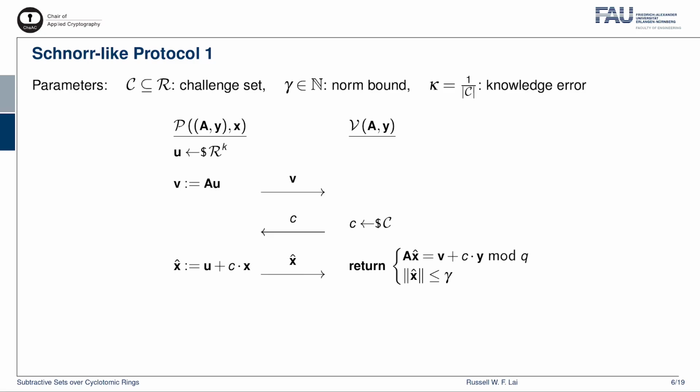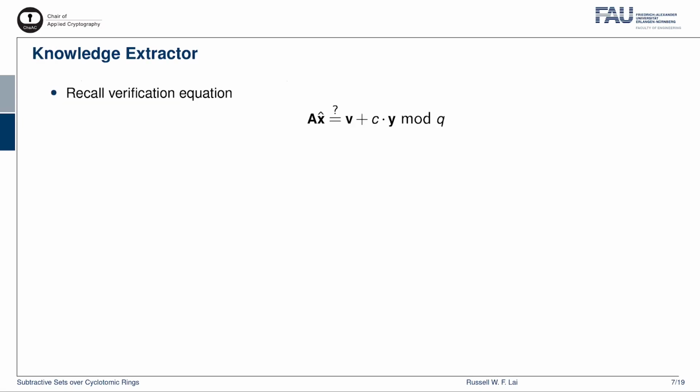A point to note from this simple protocol is that the knowledge error kappa is inversely proportional to the size of the challenge set. Therefore, to achieve inverse polynomial knowledge error, we would need to instantiate this protocol with a polynomial-sized challenge set. Next, let us examine how a knowledge extractor could be constructed for this Schnorr-like argument.